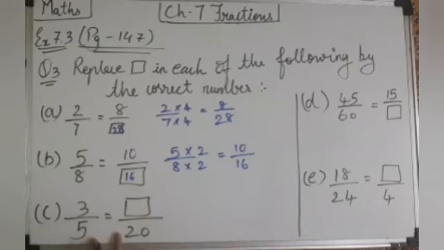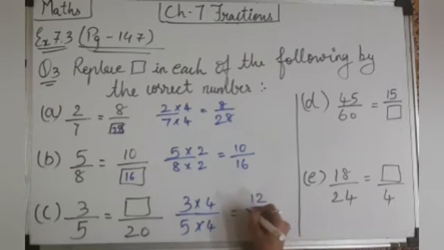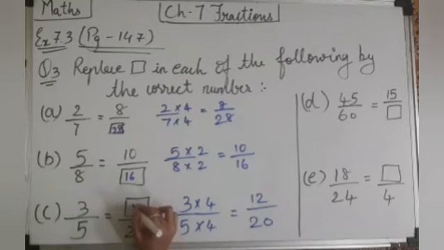Again smaller to bigger. 3 upon 5. So by what number will we multiply? So we will get 20 by 4. 3 fours are 12 and 5 fours are 20. So here we got the answer: 12.